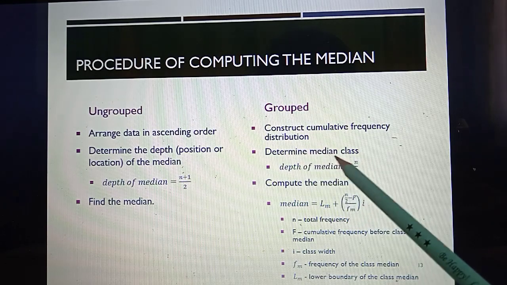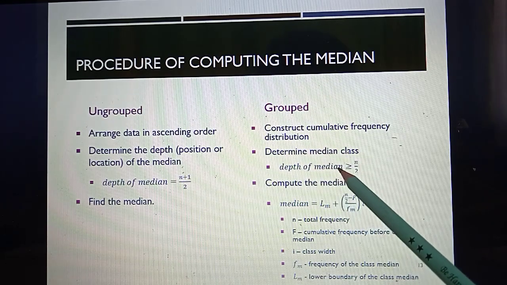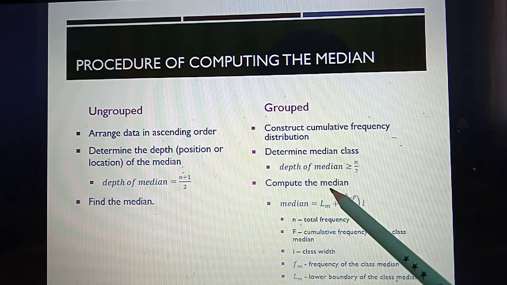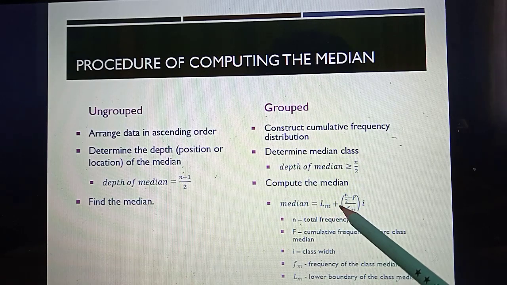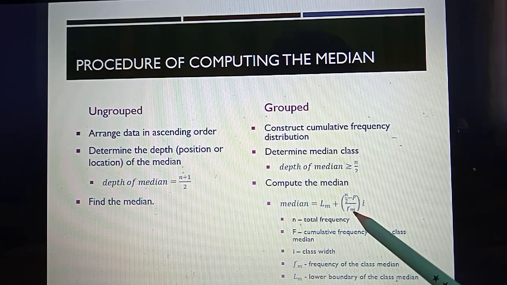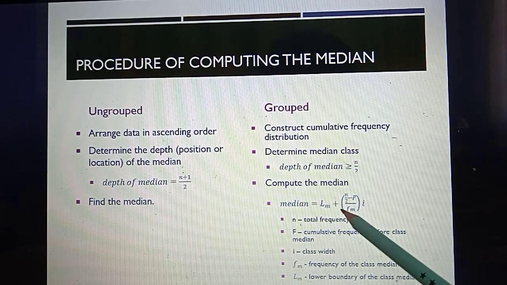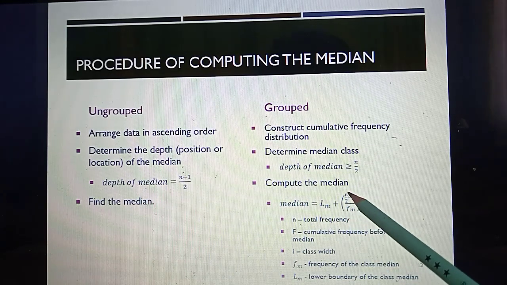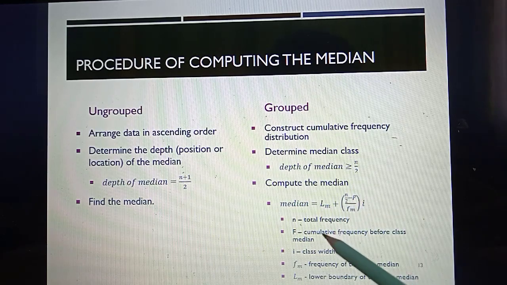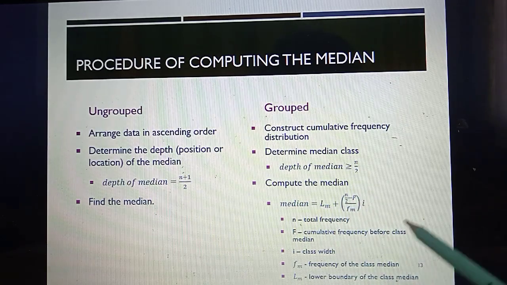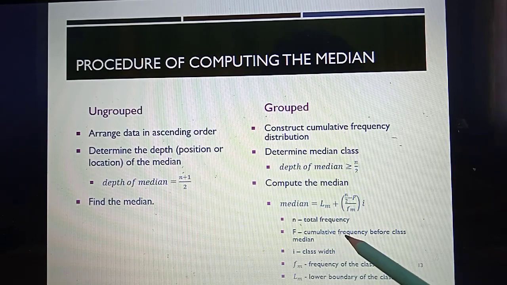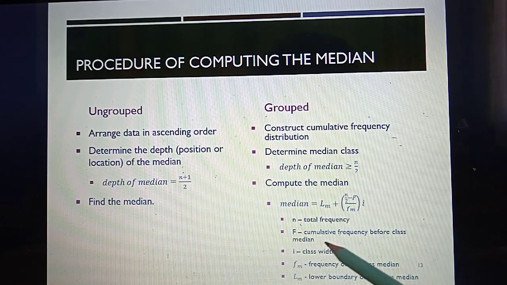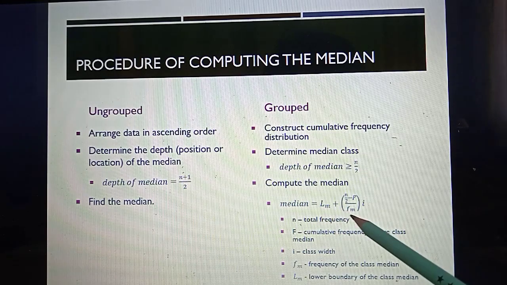And then we determine the median class. From the depth of the median, it must be at least n over 2. Then compute the median from the formula Lm plus n over 2 minus F over fm times I. Di mana n ni ada total frequency, total fi lah. And then F is the cumulative frequency before the class median, hasil tambah frekuensi sebelum kelas bagi median untuk data yang kita calculate tu. And I is the class width.